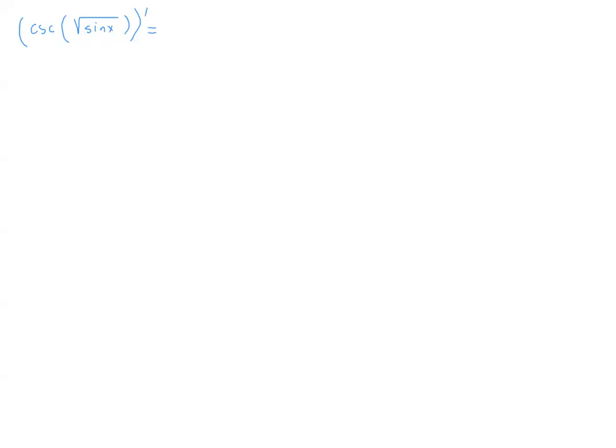We're going to think of the inner function as square root of sine x. So we're looking at cosecant of y, and the derivative of cosecant of y is negative cotangent of y times cosecant of y. So it's negative cotangent of square root of sine x times cosecant of square root of sine x. And we need to multiply by the derivative of the square root of sine x.